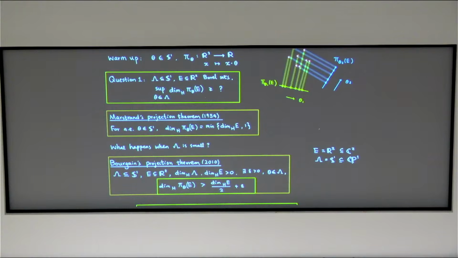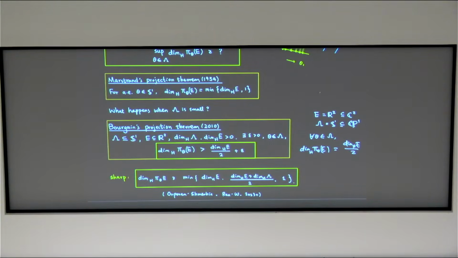But then we know that for any theta in lambda, pi theta E has Hausdorff dimension equal to 1/2 times the Hausdorff dimension of E. So this says that in C^2 this theorem is not true. One might ask, this is just an epsilon improvement, so what is the best possible bound?